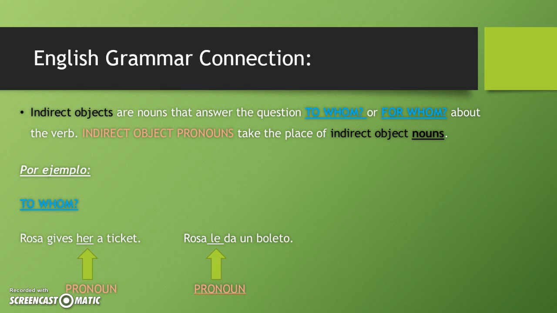Por ejemplo, to answer the question to whom, if I want to know who Rosa is giving a ticket to, I could simply replace the noun, somebody's name, for example, a proper noun, with a pronoun such as him or her, whoever that individual is. So to whom does Rosa give the ticket? Rosa gives her a ticket. So in Español, we would say Rosa le da un boleto. So again, le is representing whoever this individual is, this woman whom she's giving the ticket to.